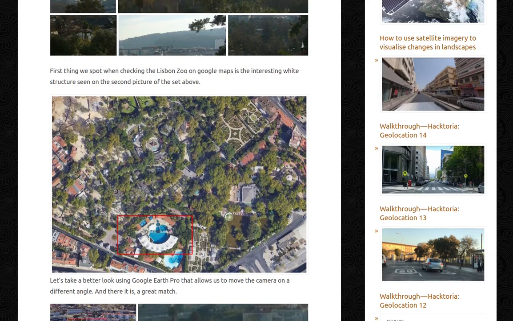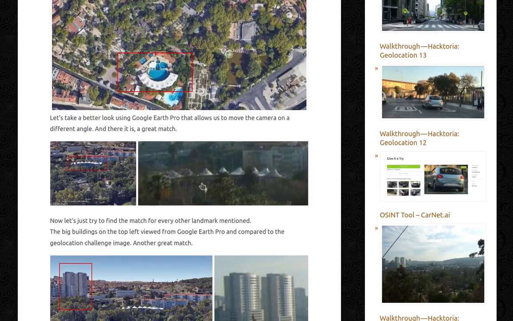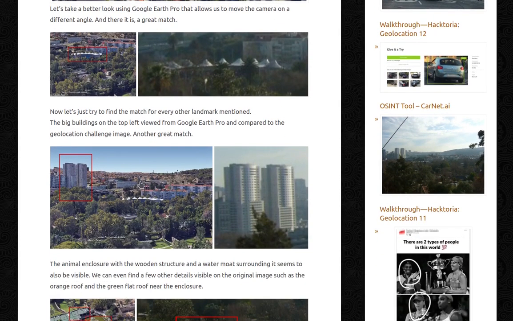look at that. So let's take a better look using Google Earth Pro, which allows us to move the camera to a different angle. And there it is. It's a great match. Here it is from Google Earth Pro. Here it is, the photograph.